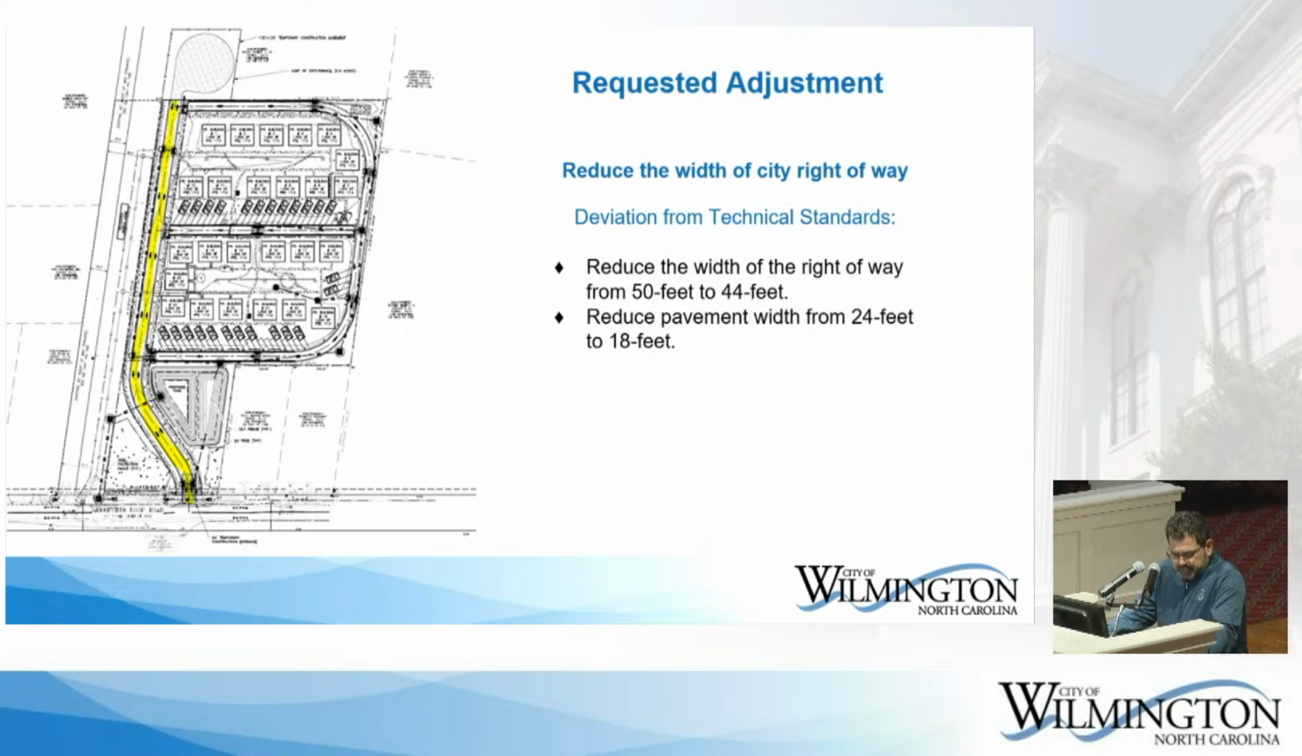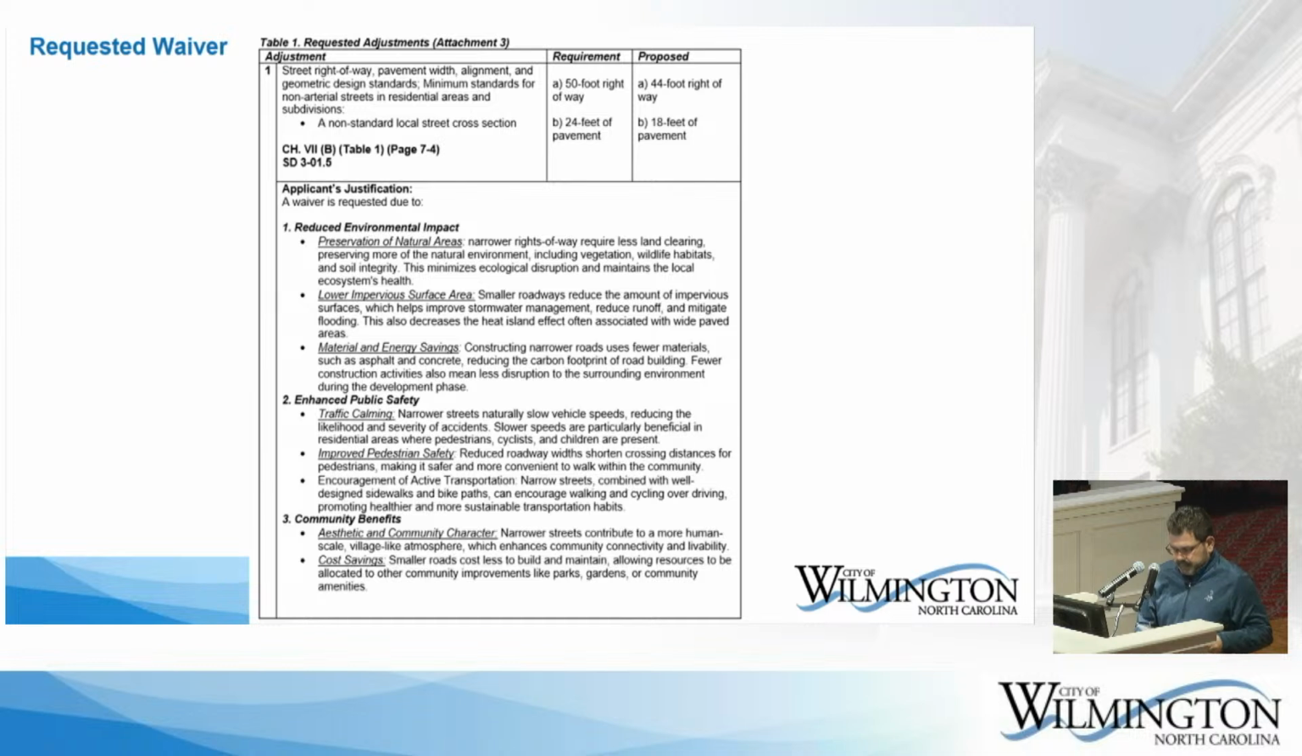The Technical Standards and Specifications Manual specifies minimum standards for non-arterial streets in residential areas and subdivisions. The applicant proposes the construction of a new right-of-way as part of their proposed development. The applicant proposes to reduce the width of the right-of-way to 44 feet from the required 50 feet, as well as proposing to reduce the width of the pavement required from 24 feet to 18 feet. This street cross-section is limited to a maximum of 15 dwelling units.